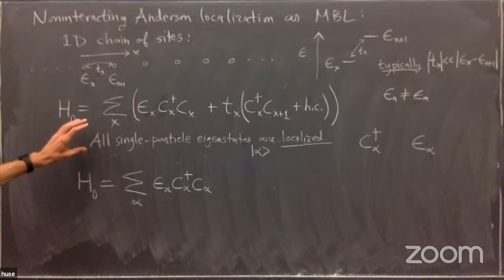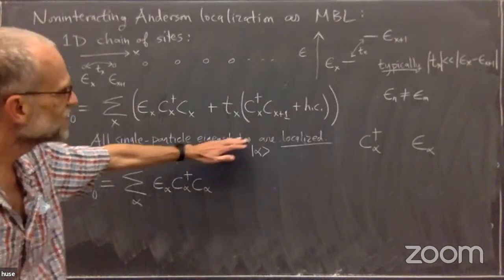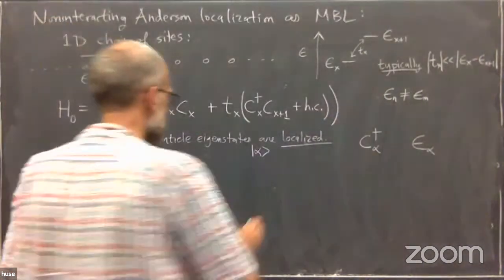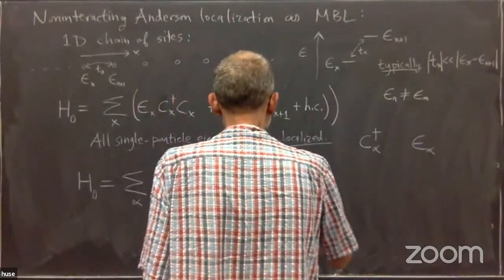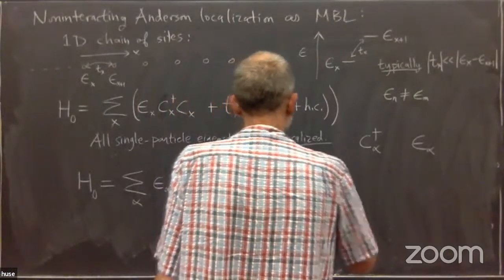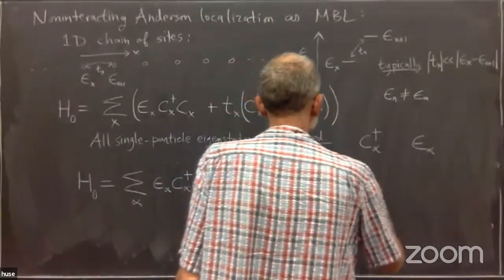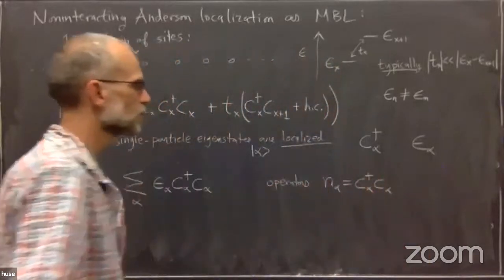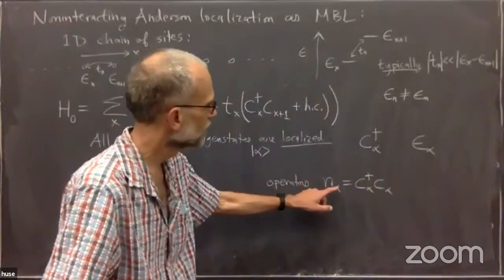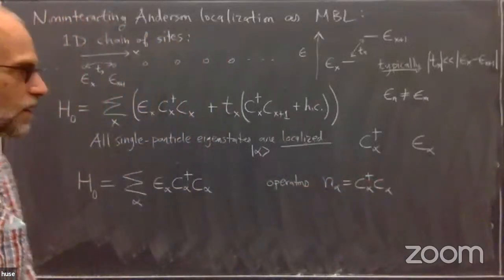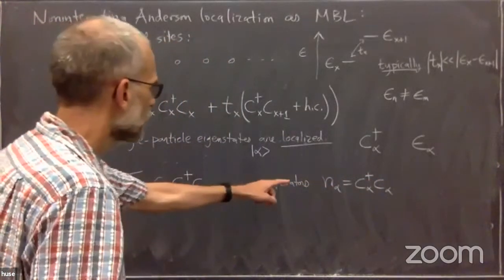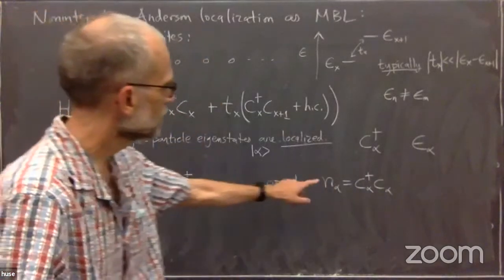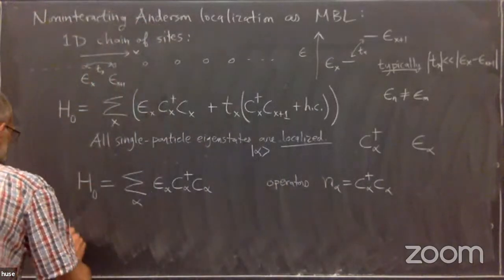Now we can say all the single particle eigenstates have localized wave functions. But we could also say we have the operators n alpha, which is C alpha dagger C alpha. That's the number operator for the occupation of single particle eigenstate alpha. And all these operators are here in the Hamiltonian. They commute with each other. So we have this structure.